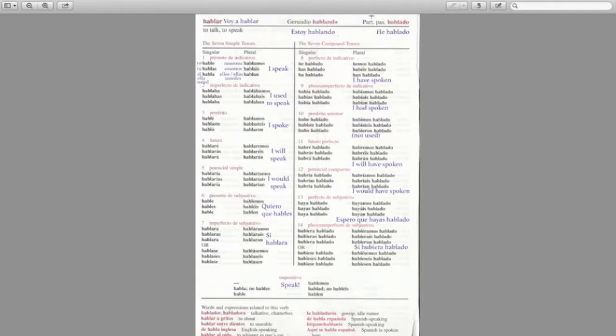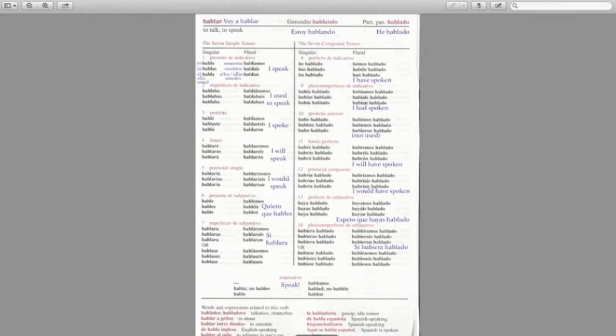Finally, on the top right side, you've got your participle form. That is the equivalent of the English spoken. I have spoken, I will have spoken. So here I've put he hablado, which means I have spoken.